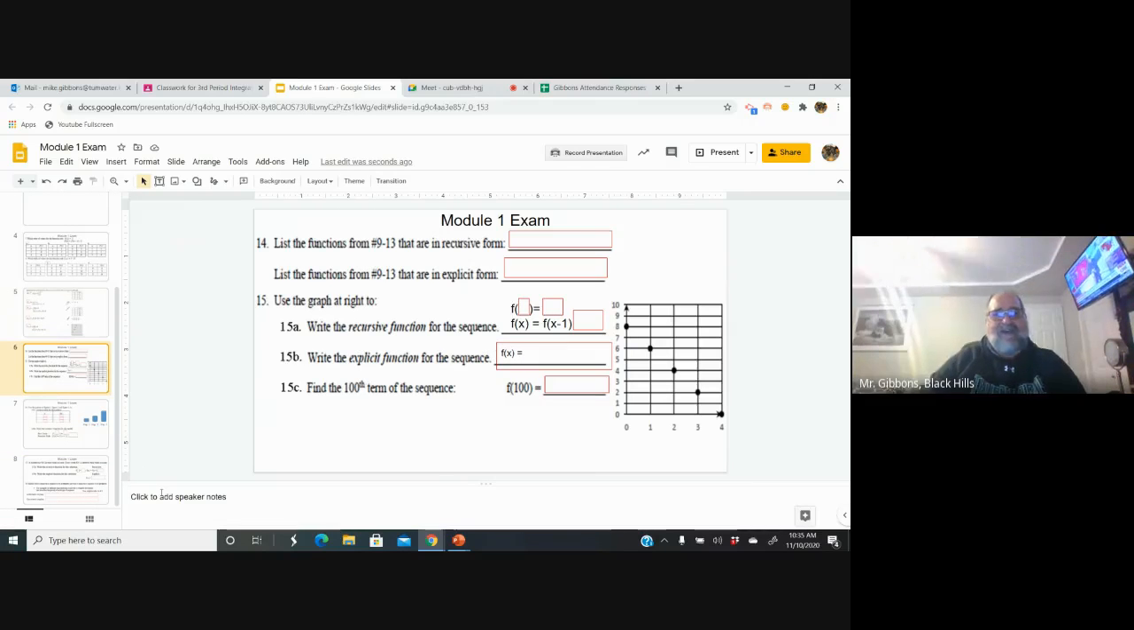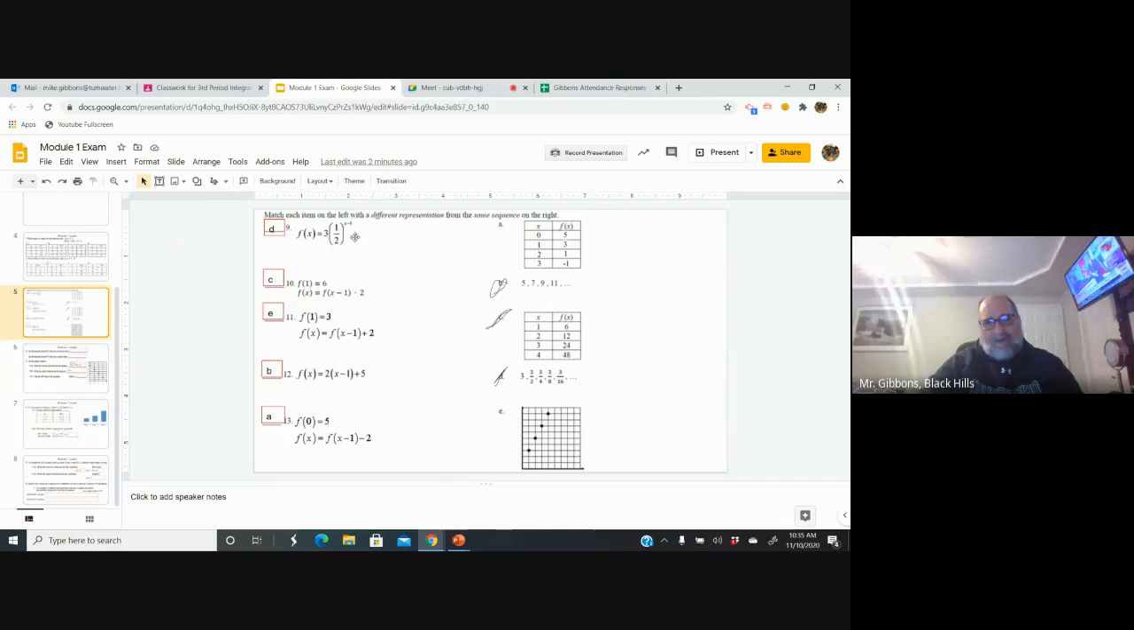So now we get to the cool stuff right here. Number 14's kind of lame, actually, but it's a very simple problem. And then we get into the models where we're doing recursive, explicit, and stuff like that. Now, number 14. List the functions from 9 through 13 that are in recursive form. So that means I just go look at the previous slide again, and I'm looking at the functions over here on the left and which ones are in recursive form.